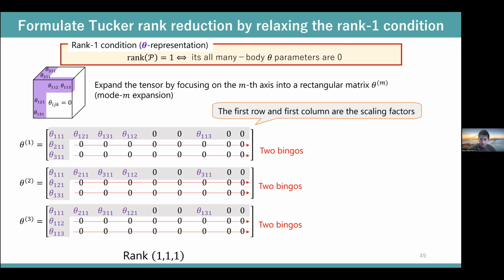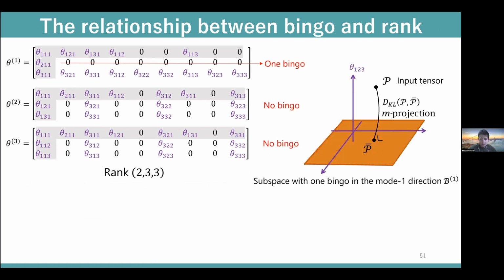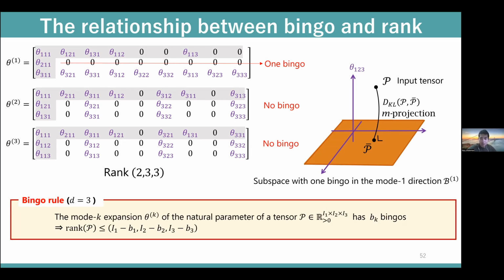We can say that if there are a lot of bingos, the rank is reduced to 1. So we imagine that the number of bingos is related to the rank. Indeed, this guess is correct. For example, if there is no bingo in the third row of mode 1 expansion, the tensor's Tucker rank is at most 2, 3, 3. That is, reducing the rank of the tensor to 2, 3, 3 is a projection onto a subspace with one bingo in the mode 1 direction. More generally, we show that if the mode K expansion has BK bingos, then the rank of the tensor will be reduced by BK.